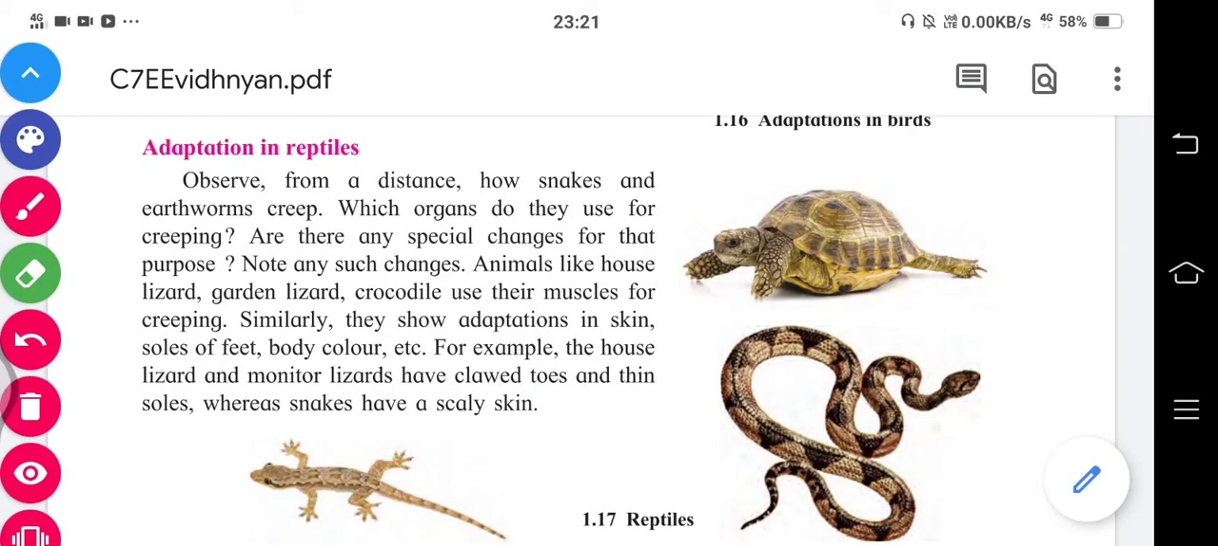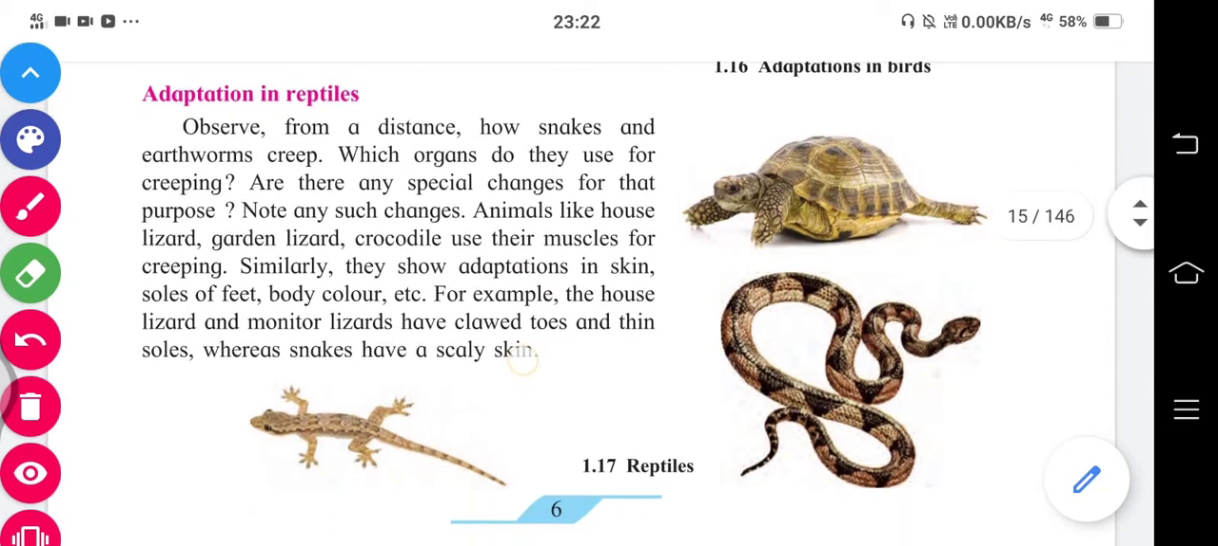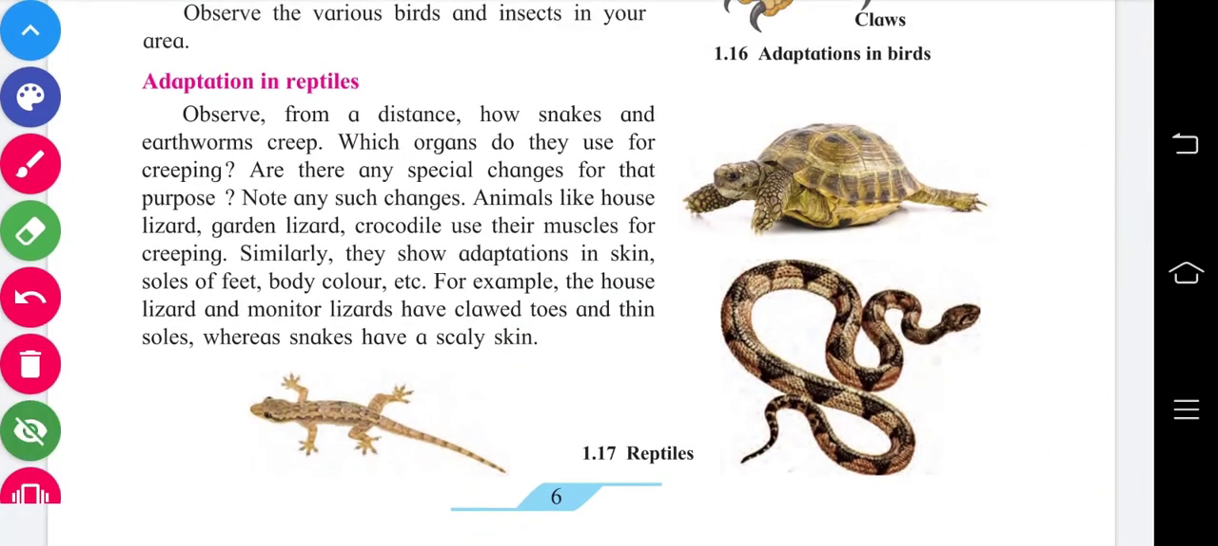You can note that animals like the house lizard, garden lizard and crocodile use their muscles for crawling. Similarly, they show adaptation in skin, soles of feet, body and color. Color can also change according to their surroundings, and their body shape also changes. For example, the house lizard and monitor lizard have cleft toes and soles, whereas the snake has a skeleton. You can observe it in the picture here.